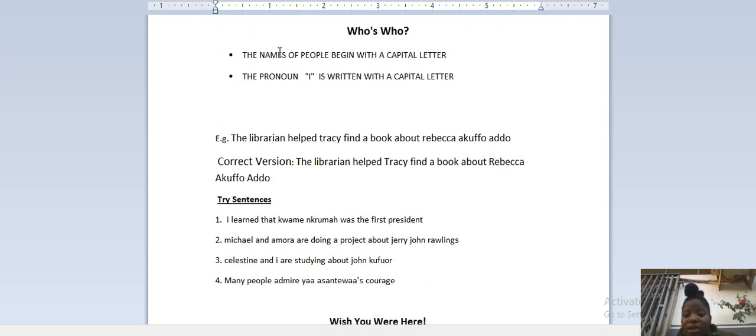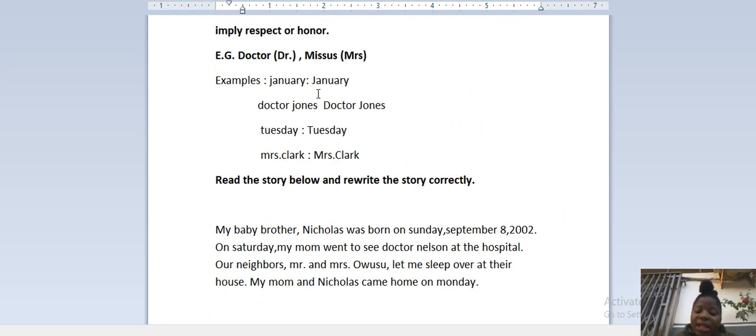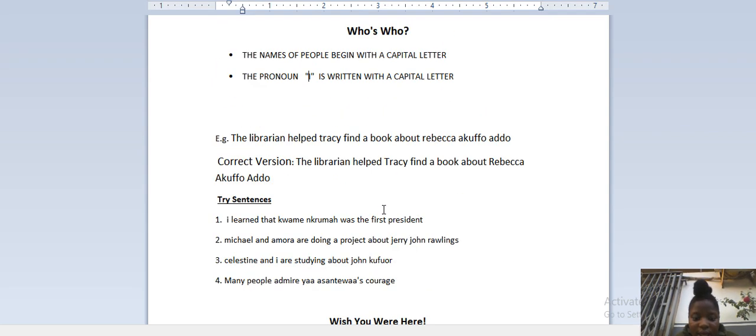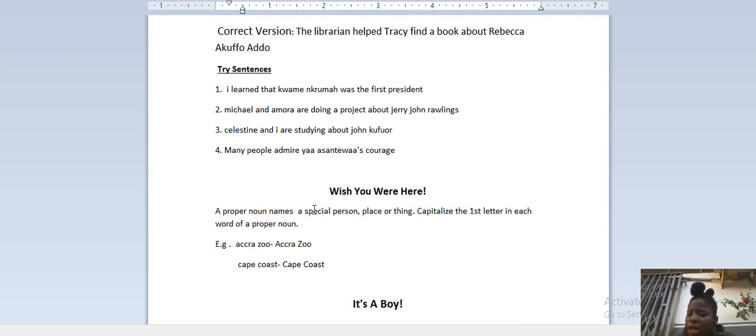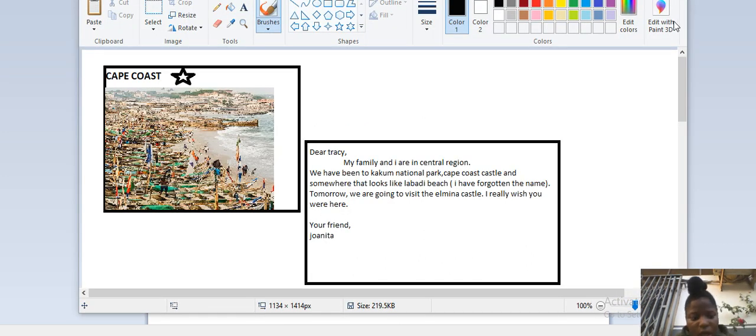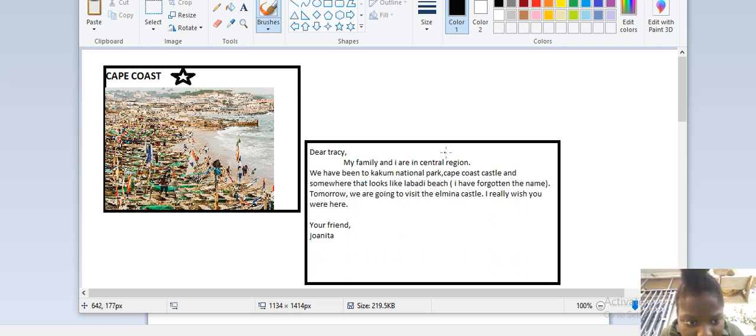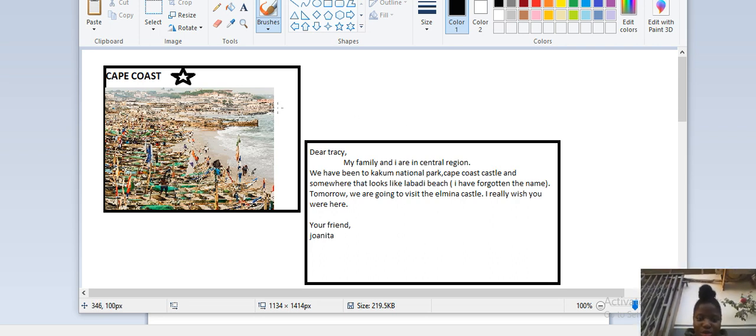They tally with what we've been doing over here about names of people, pronouns, and then names of proper nouns, basically special people, special places, or special things. So let me just open. Okay, so this is our postcard. It's a fake postcard, it doesn't exist, but I've written a little postcard.